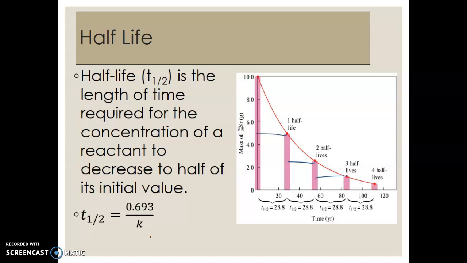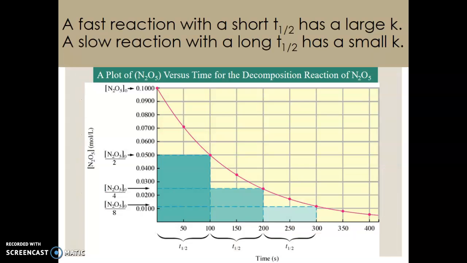Now, last year we did do some work with half-life and determining the initial and the final amounts and that sort of thing. But one thing we never did is solve for the half-life time, and we're going to do that today. So a fast reaction with a short half-life is going to have a large k.